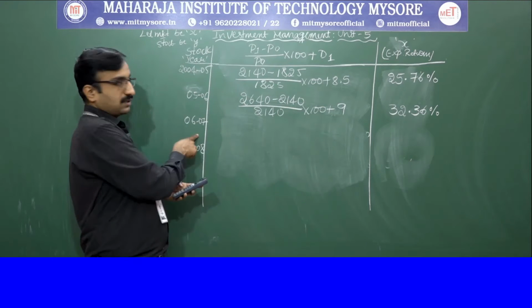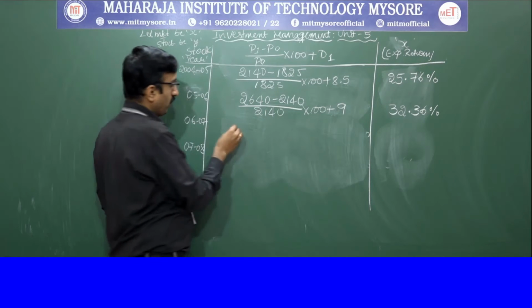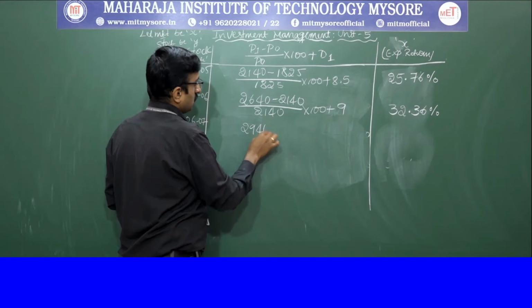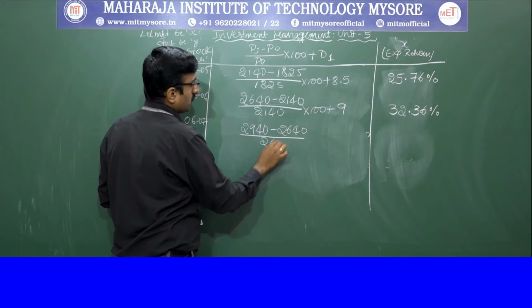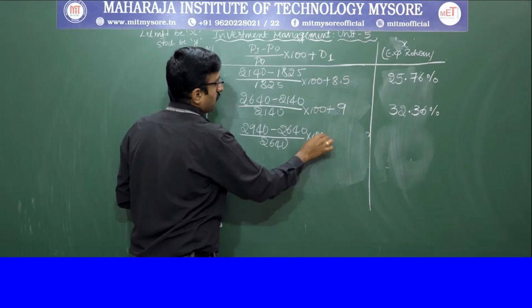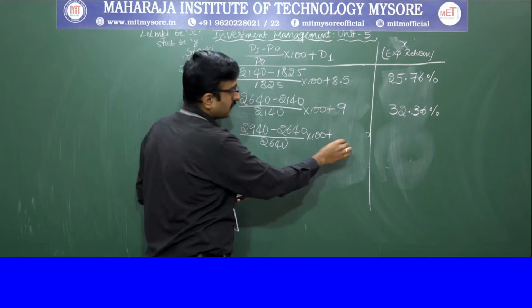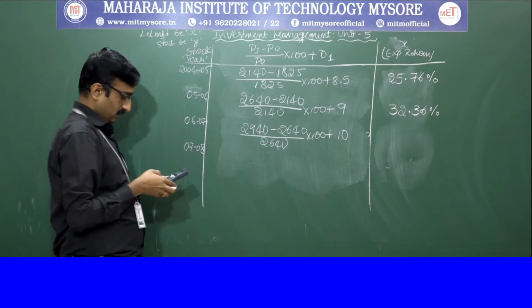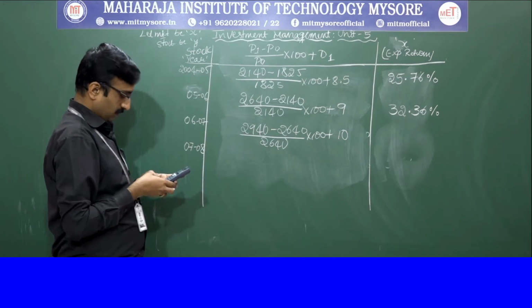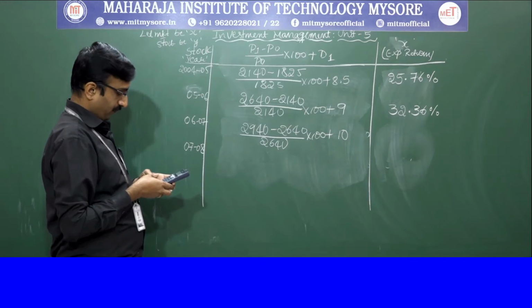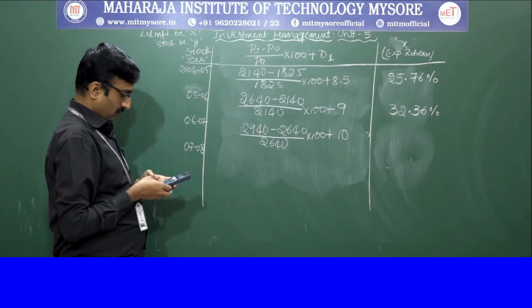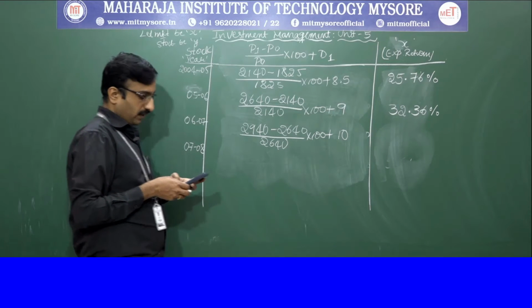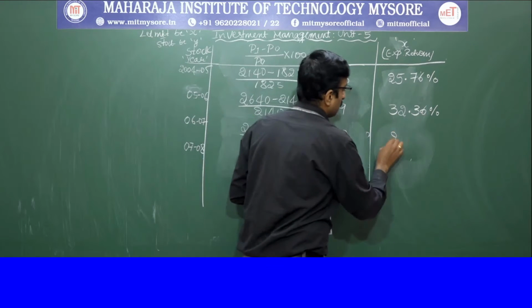Next, moving on to the third year. So how much we have? 2940 minus 2640 divided by 2640 into 100, and current year dividend is 10. So you will get 21.36%.